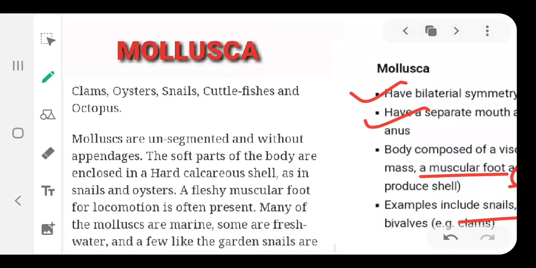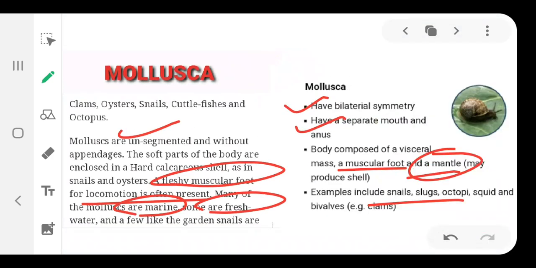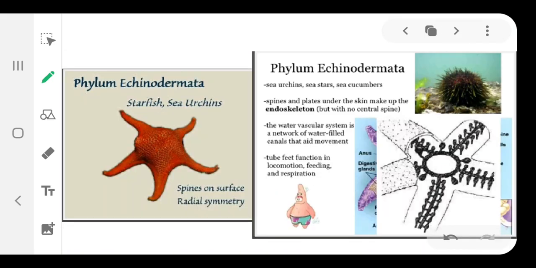So they have an unsegmented body. Earlier we had the segmented body; here they have an unsegmented body, and they use the muscular foot for their locomotion. And again, they have a habitat: they can live in marine as well as in fresh water. So that is the phylum called mollusca.